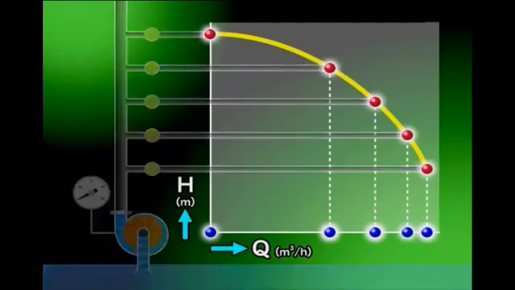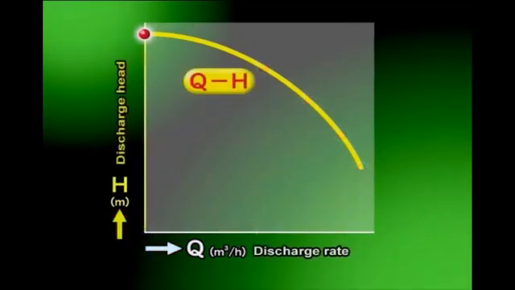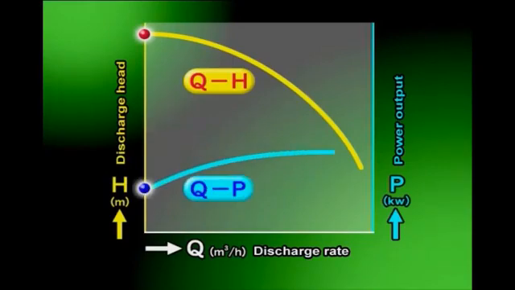Pump output refers to an amount of work with which a pump pushes up a certain discharge amount of water to a certain pump head. The relation between the pump output P and discharge amount Q also shows the pump's performance capability.